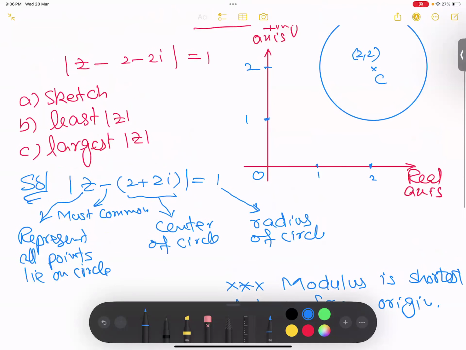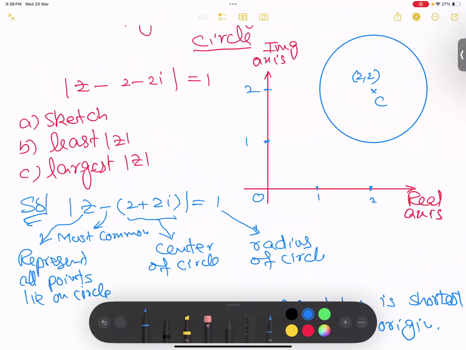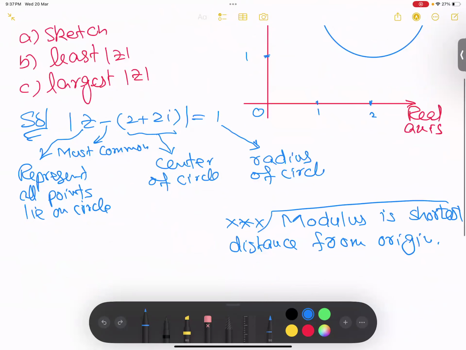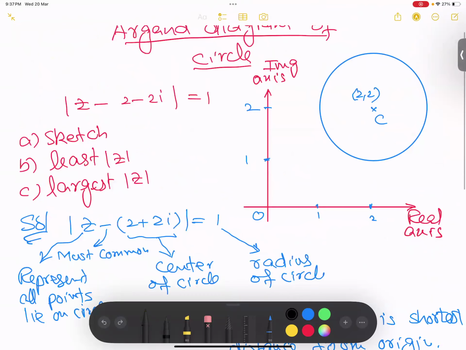For example, if I ask you the least modulus of z, which point that lies on the circle is closest to the origin? Naturally, because the definition is that modulus is the shortest distance from the origin. So which point is the closest? Let me give you different options. For example, option number 1, is this the closest distance from the origin?